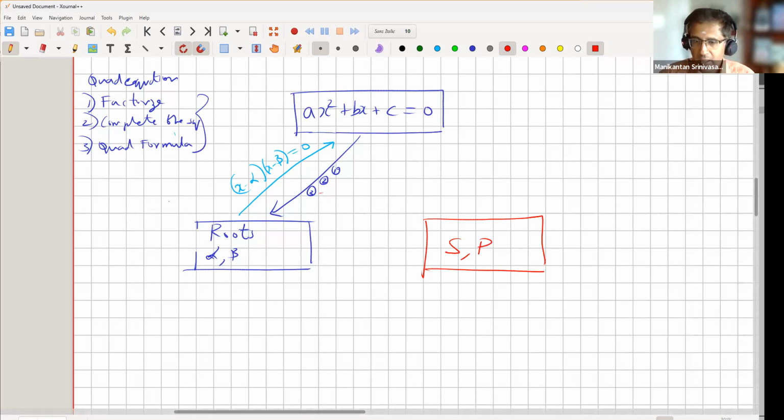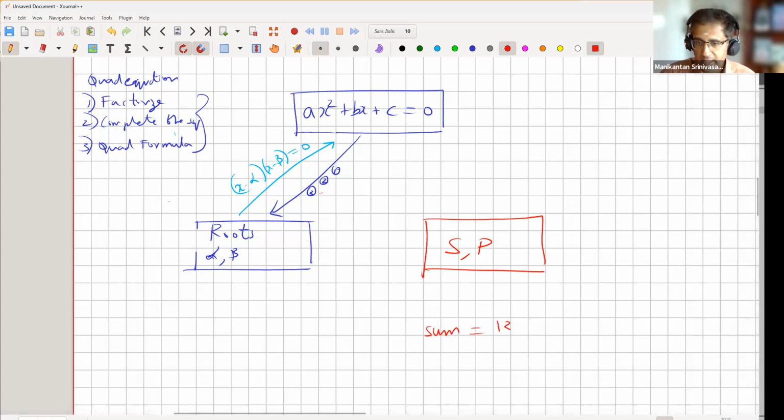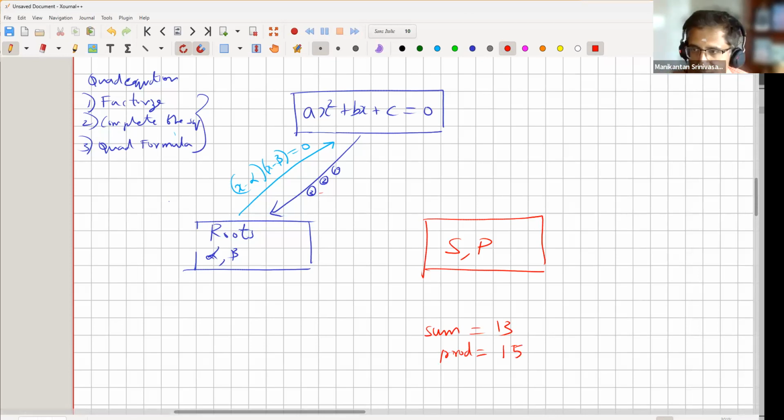So for example, Ahan, can you tell me a quadratic equation whose sum of roots is 13 and product of roots is 15? Can you tell me such a quadratic equation? Yes, I'm just thinking. So I'm not sure. So Sumer, you want to try this? Sum is given, product is given. What is the quadratic equation?